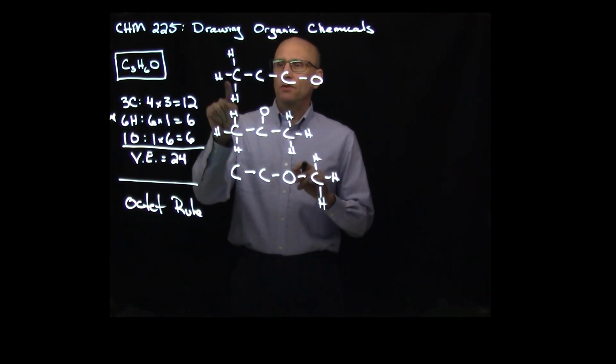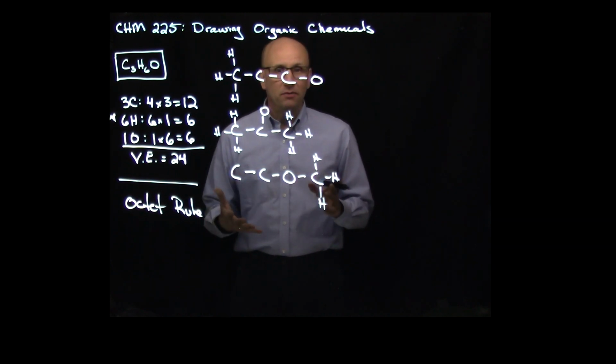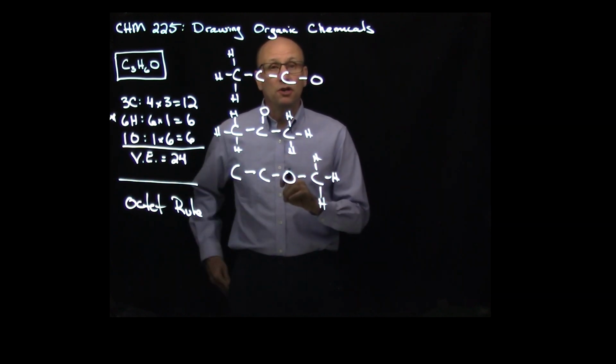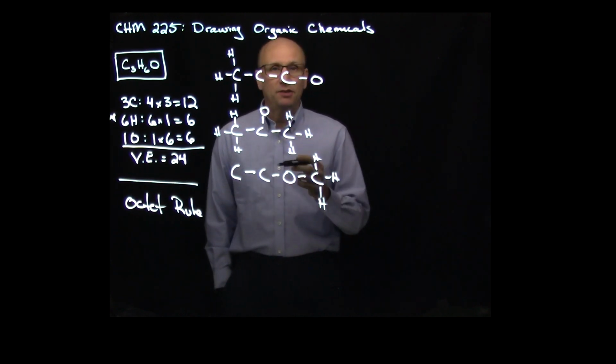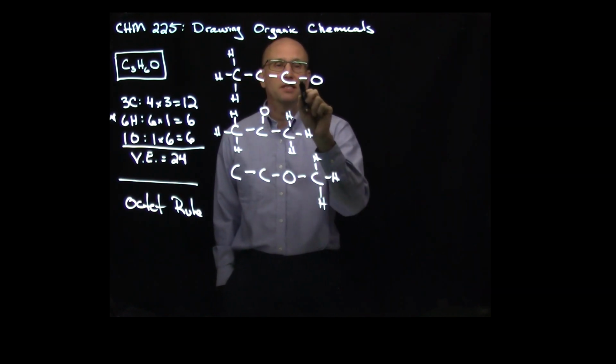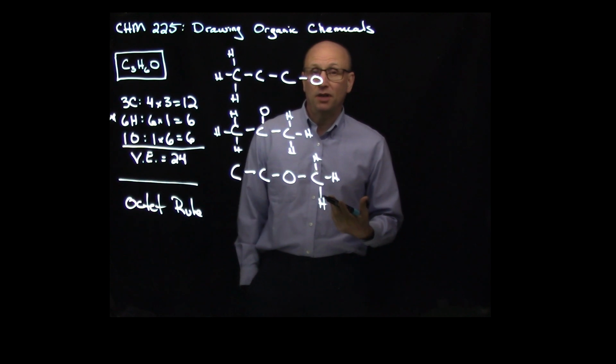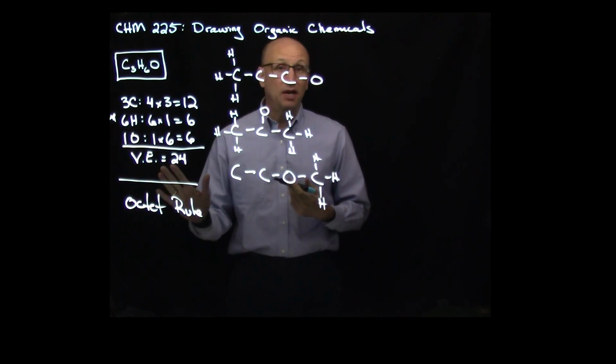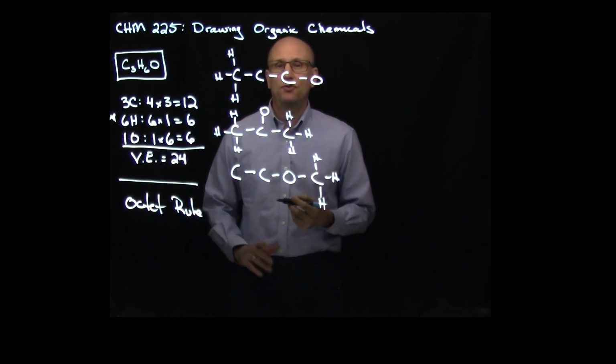So every one of these lines is a bond, we know that, but they're also a pair of electrons. And so I can count up these lines and say 1, 2, 3, 4, 5, 6. That's 6 pairs of electrons. 12 valence electrons, or half, have been used just in this drawing.